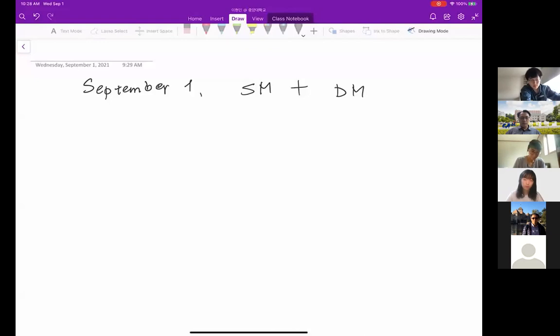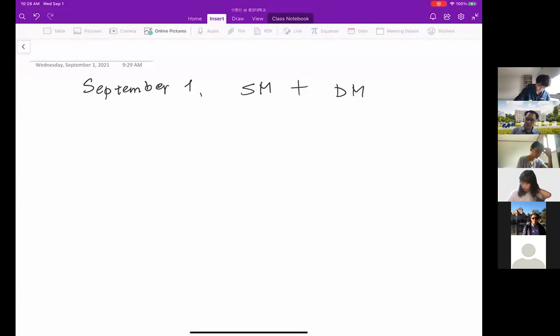So today I'm not going to talk about dark matter. I'm going to talk about the standard model. Today's topic is the Lagrangian and symmetry. But I need to give you a brief introduction to dark matter and the standard model.